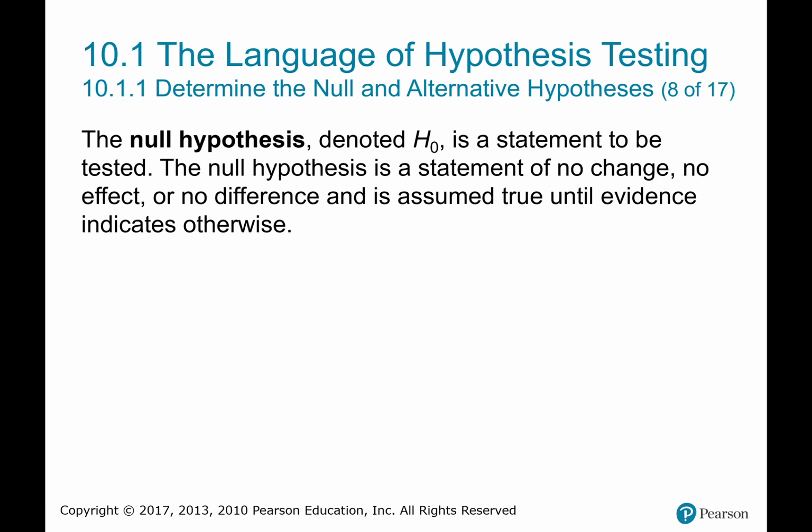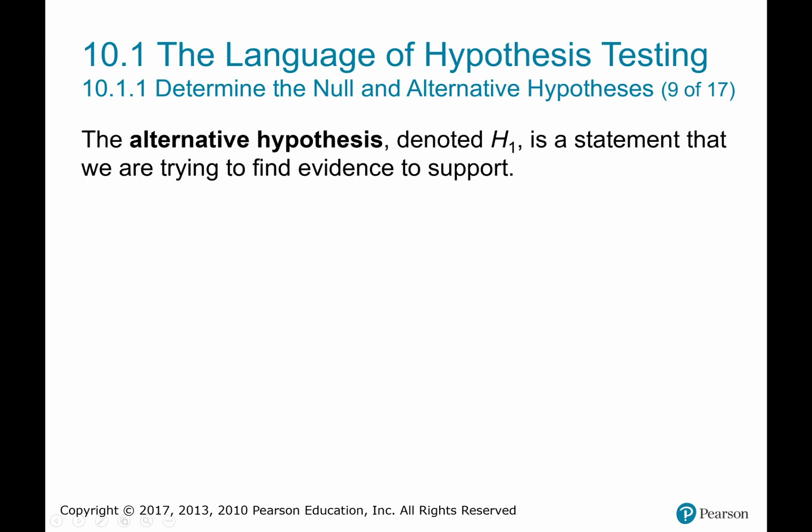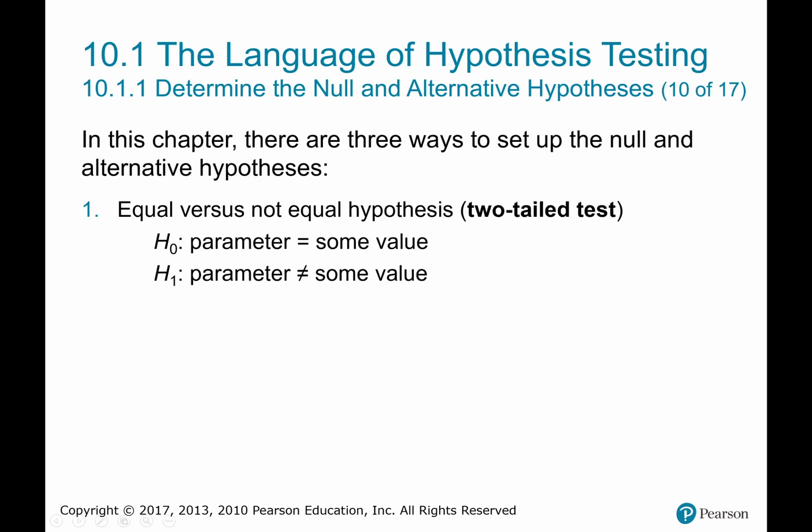The null hypothesis, this is your H naught that I've been mentioning, is a statement to be tested. So this is always when it's either the mean is equal to something, the standard deviation is equal to something, or the proportion is equal to something. The alternative, denoted H sub 1, is the one you're trying to find evidence to support. Okay, in this chapter there are 3 ways to set this up. We have a two-tailed test. That's when it's left or right. This is when you have either greater than or less than.